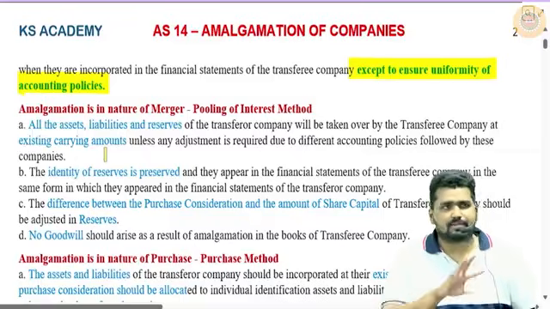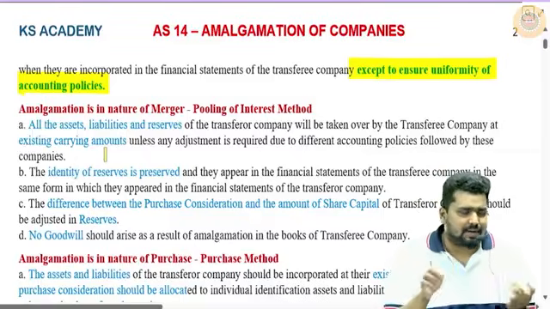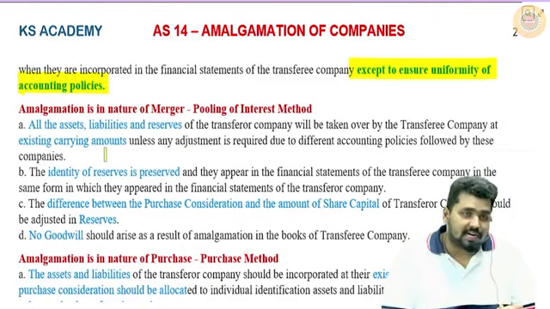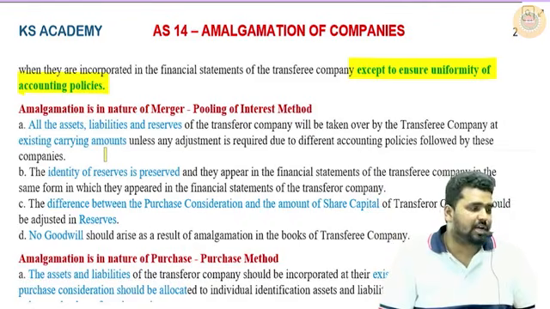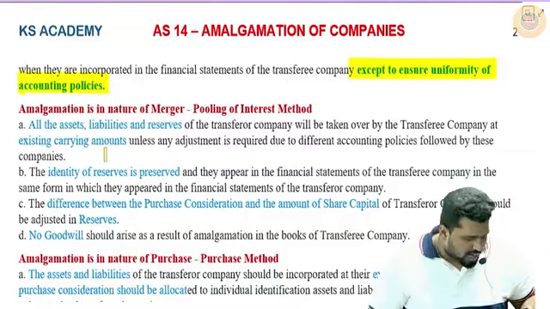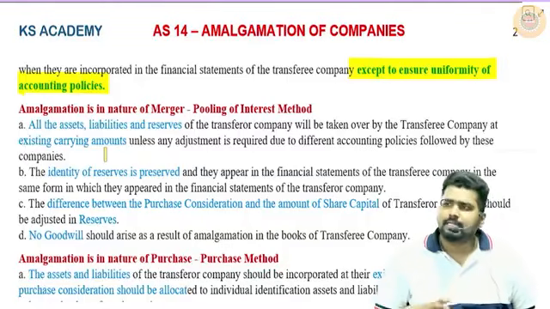Under the pooling of interest method, what are the points we have to remember, sir? Come on, quickly. All assets should be incorporated at their book value. All liabilities should be recorded at book value. All reserves should be incorporated at book value itself, subject to adjustment. When I teach, I will tell you about the adjustment. Clear? Sir, reserves also we have to bring?